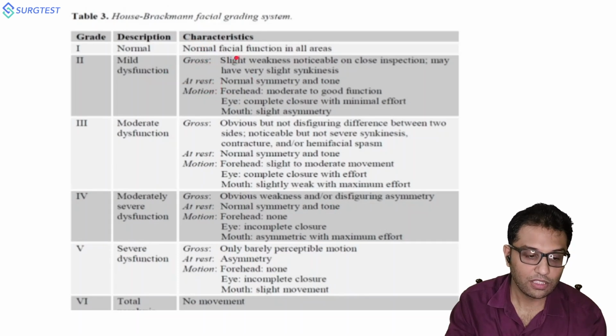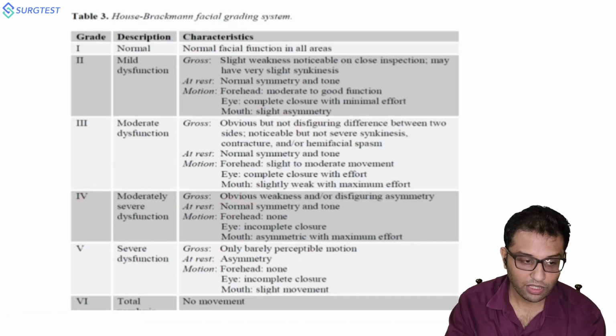So, number one is normal, when there is normal facial function in all areas. Number two is mild dysfunction. So, first you should remember that House-Brackmann grades the facial palsy on the basis of three terminologies, that is gross facial function, what is the facial function at rest, and the motion of the forehead, eye, and mouth. So, in mild dysfunction, gross facial function, there is slight weakness that is noticeable on close inspection. In grade 3, there is obvious but not disfiguring difference. In grade 4, there is obvious weakness, and in grade 5, there is only barely perceptible motion. So you can see that the obvious weakness is coming from grade 4. So grade 4 is very important, House-Brackmann.